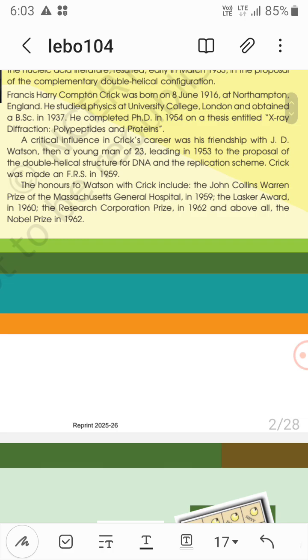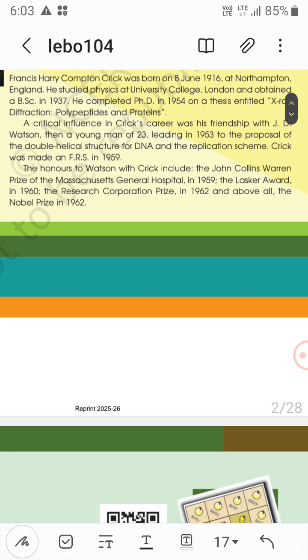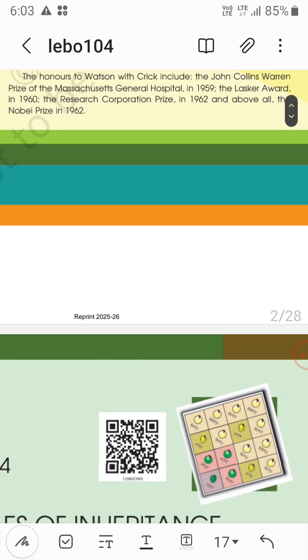The honors to Watson and Crick include the John Collins Warren Prize of the Massachusetts General Hospital in 1959, the Lasker Award in 1960, the Research Corporation Prize in 1962, and above all, the Nobel Prize in 1962.